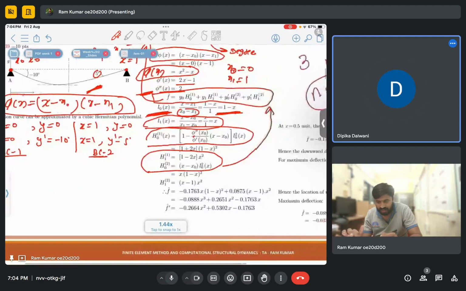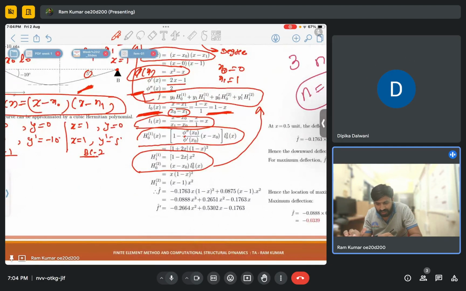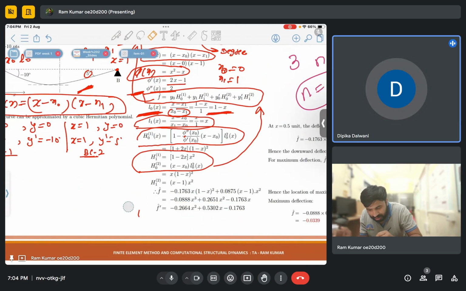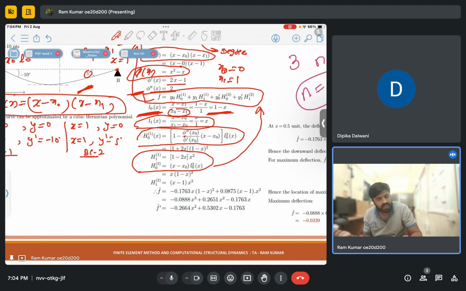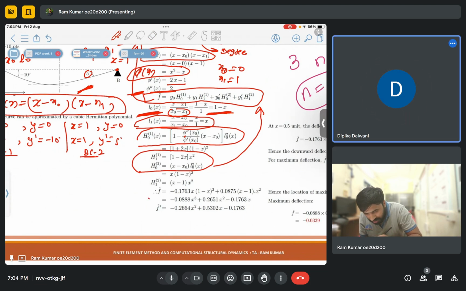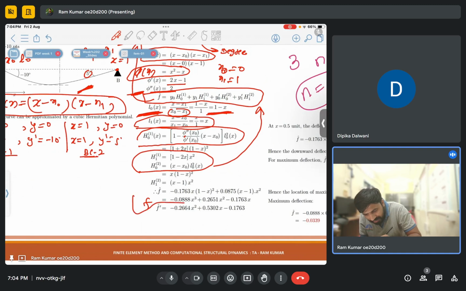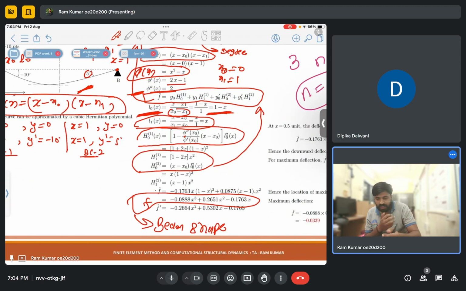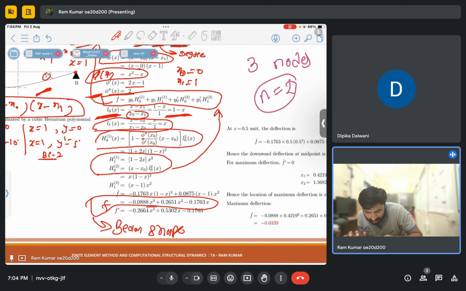And we will get this is our final shape. This is f dash. Calculator is not allowed. Calculator allowed? Yes, we can use calculator. So this will be our shape of the beam. Beam shape. This is following cubic, right? As they mentioned. Okay, that is fine.